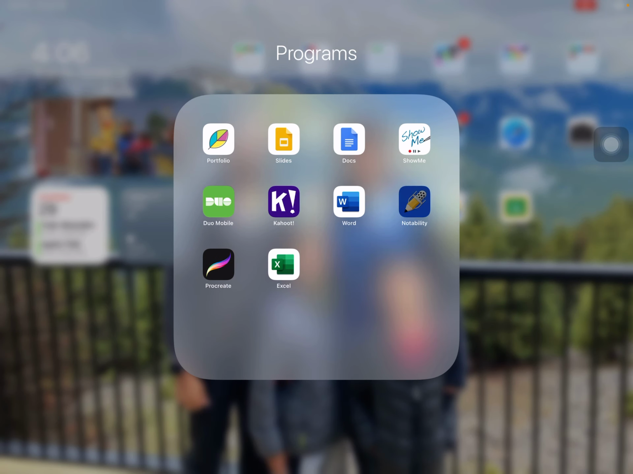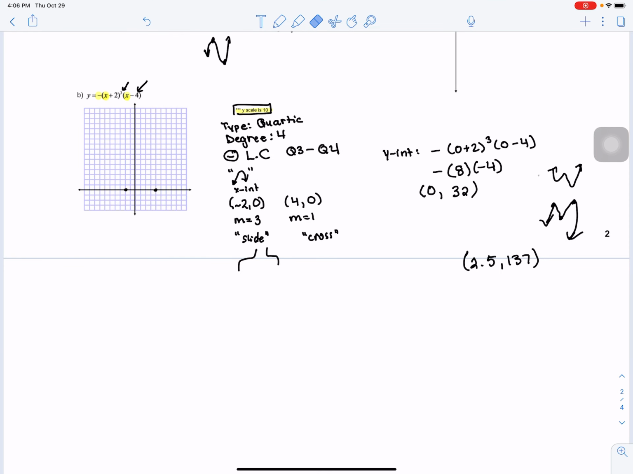So when I draw this, let me actually plot my y-intercept properly this time. So 10, 20, 32, which is somewhere there. And then at 2.5 and 137, 10, 20, 30, 40, 50, 60, 70, 80, 90, 100, if I've counted that right. Maybe somewhere there, and now my graph can make more sense.